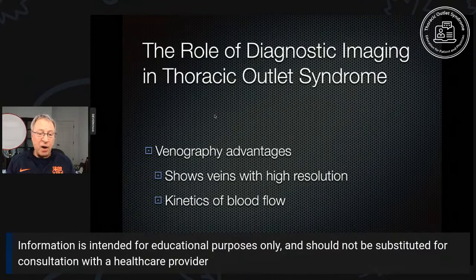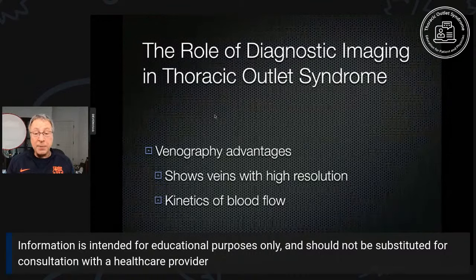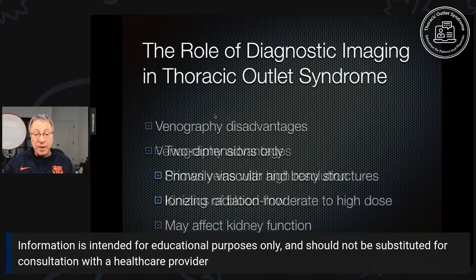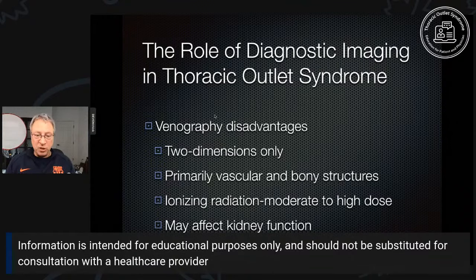We can sometimes see how fast the blood flows, or the kinetics, but we can get an idea if the blood is flowing very slowly or if it stops flowing. The disadvantages are, again, it shows us two dimensions only. It shows us the vascular structures, or the veins and the bones, but not much soft tissue. It can give you a moderate to high dose of ionizing radiation. And again, because we're injecting the dye, it may affect kidney function. Also, some patients, if they don't have great kidney function to start with, may not be able to get this test.